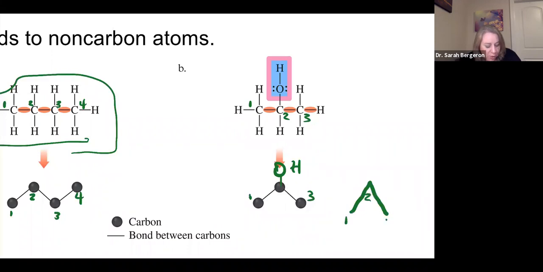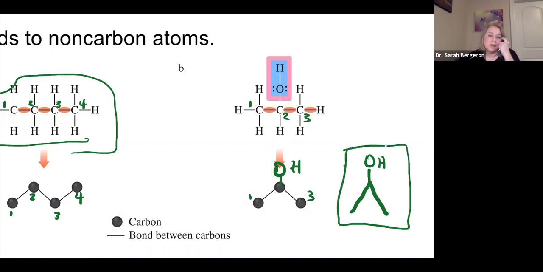1, 2, 3 carbons, right? But I'm going to erase that. I don't want to show my numbers. And I'm going to attach to that carbon an oxygen, and I'm going to show my hydrogen, okay? So that would be my final structure here.